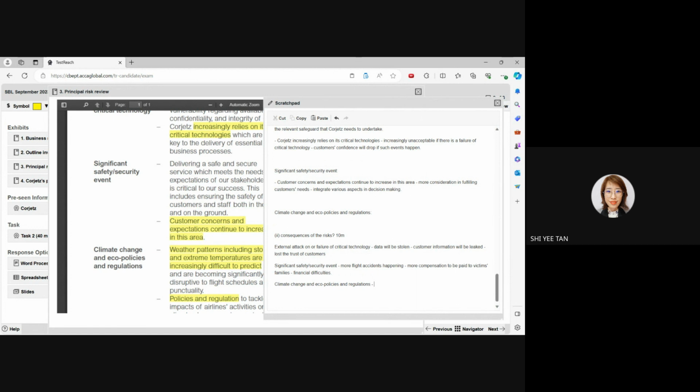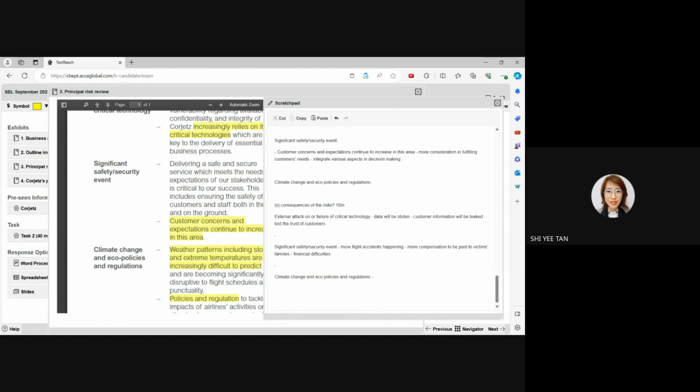Right. Okay, now for each of these risks, you may want to think of two consequences. So you can go and think of another one. I leave it to you. Why is that so? Because you have 10 marks. So you have to give a few more points, for a few more marks, right?